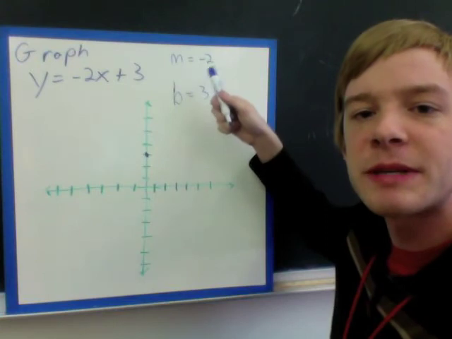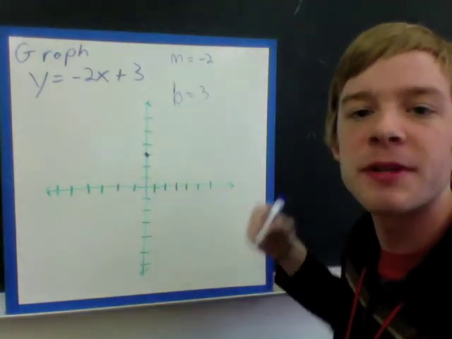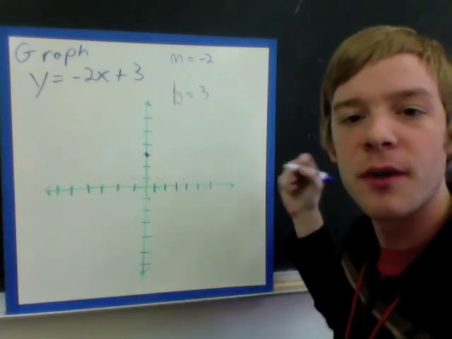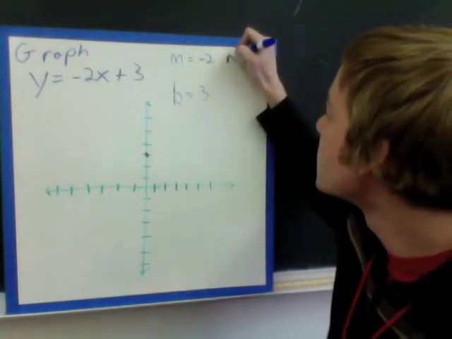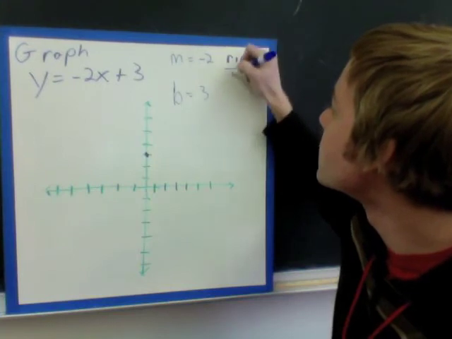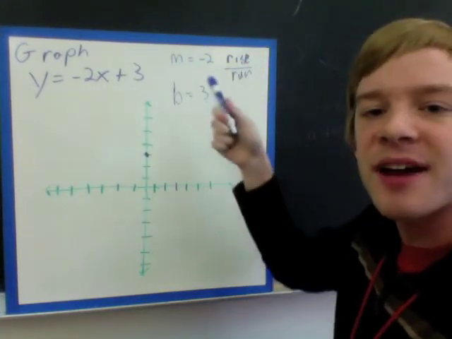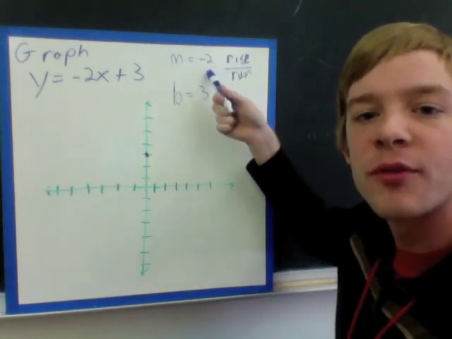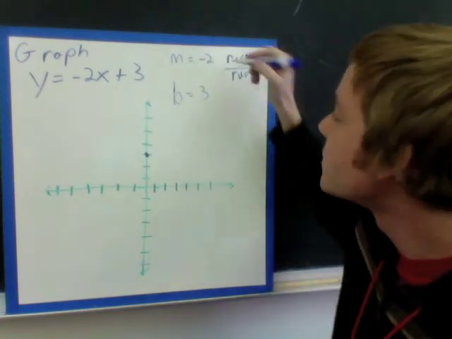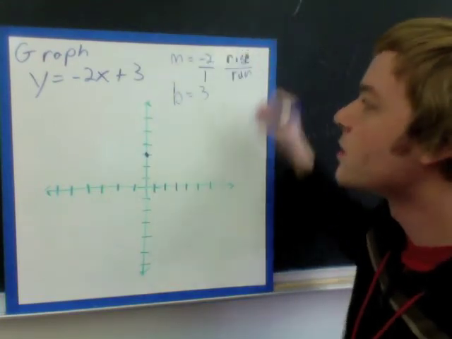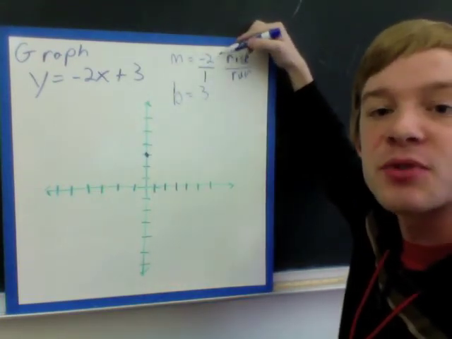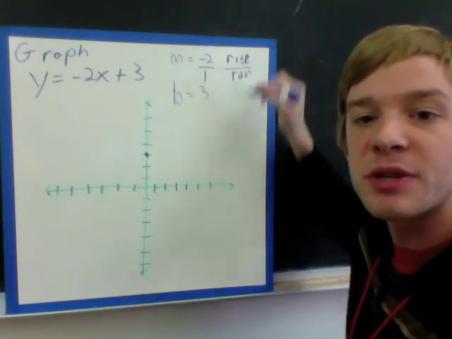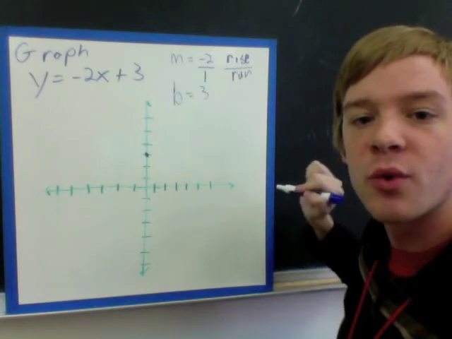Now, this part's a little bit different. Notice we've got negative 2 for our slope, but that's not a fraction. If we have rise over run for our definition for slope, we need to have something on the bottom here. If you ever have a whole number for your slope, put it over 1. So now our rise is negative 2, so that means we're going to go down 2 spaces, and our run is 1, so we're just going to go to the right 1 space. So we're going to go down 2 spaces, over 1 space.